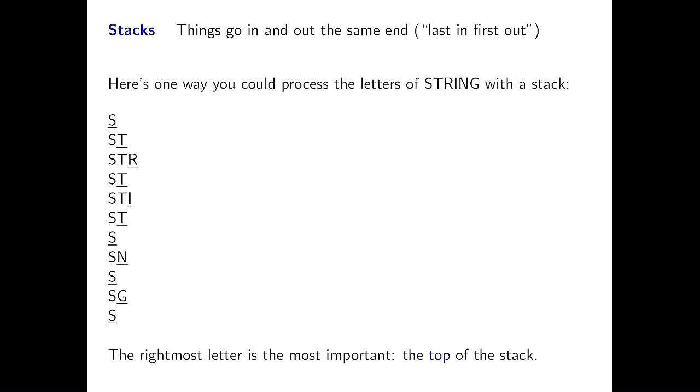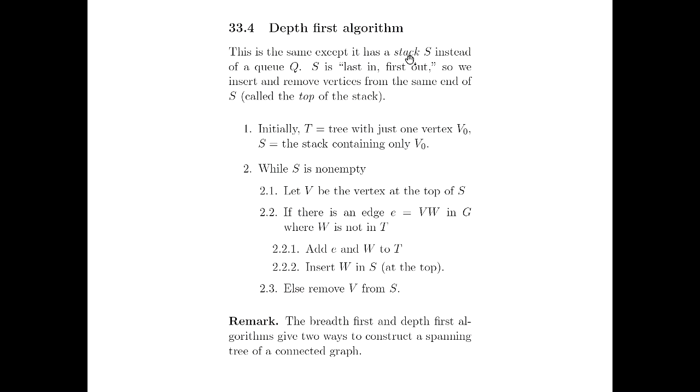Okay. So, the most important letter is now on the right, the top of the stack, the last thing that went in. Last in, first out. Okay, and now this depth first algorithm, it's worth noticing, is exactly the same algorithm as our breadth first algorithm, except where we have replaced queue with stack and head of the queue with top of the stack, right?